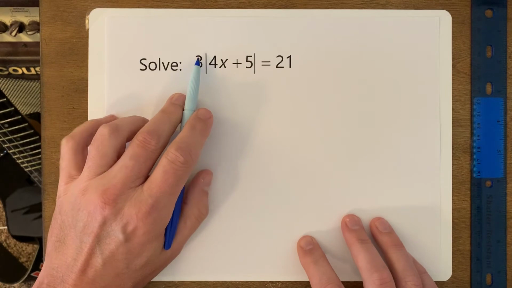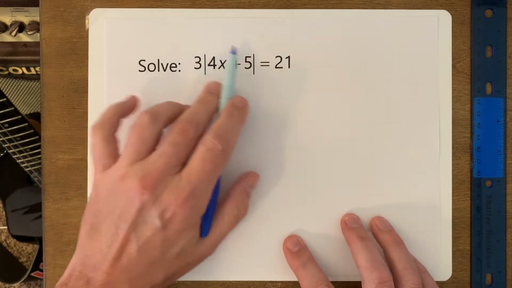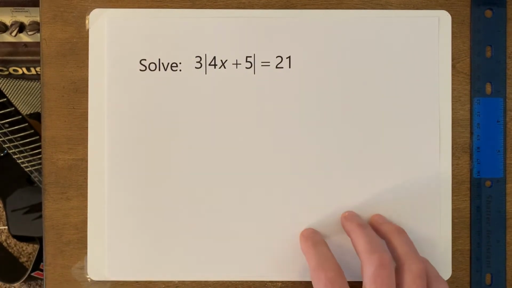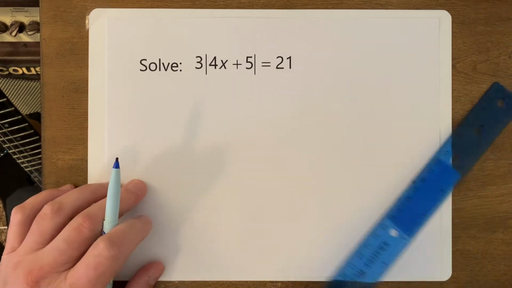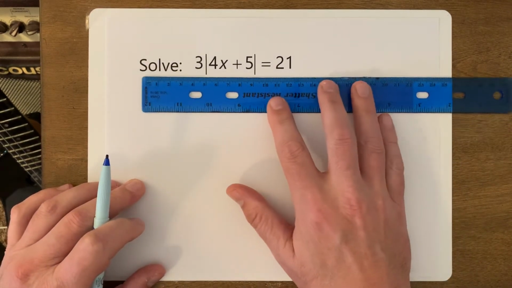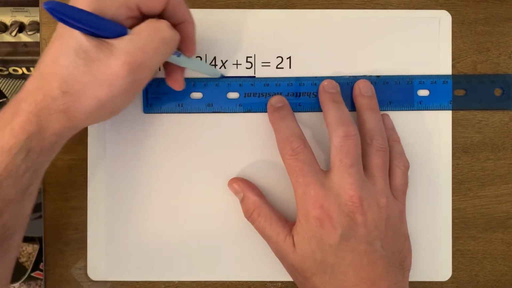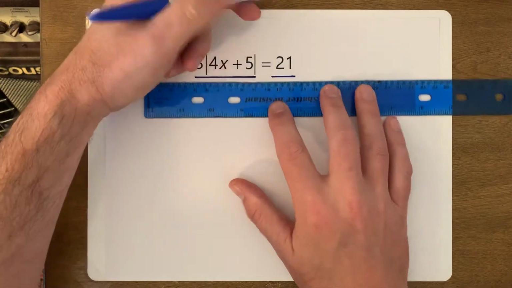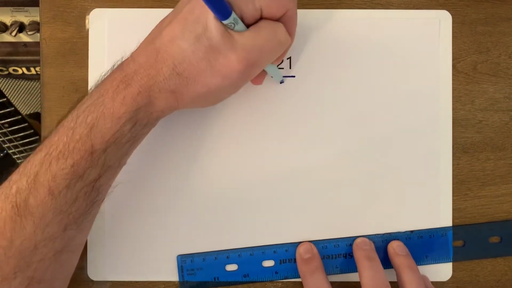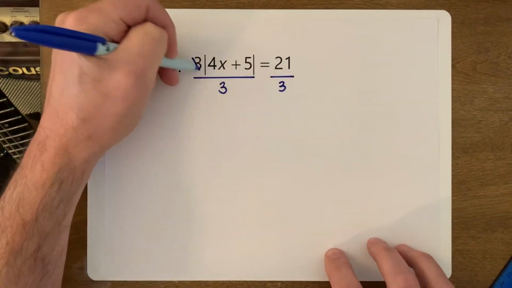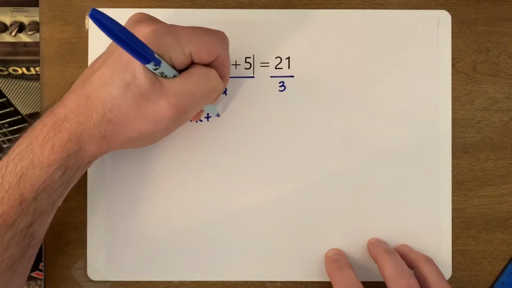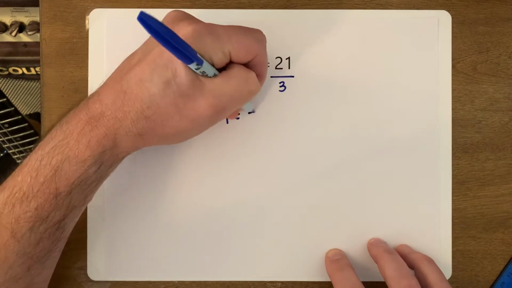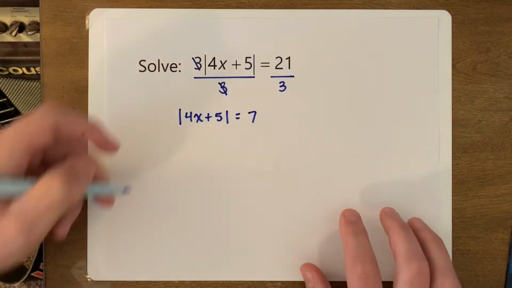Kids all the time are going to say, students say, distribute the 3. I don't like to do that as a practice. Even though in this problem it's probably not going to affect me too much, I don't like it. So what I want to do to get rid of that 3 in front is go ahead and divide both sides by that 3 to get rid of it. Like that. Now it cancels. I bring down my absolute value of 4x plus 5 equals 7. Okay, now I'm good to go.